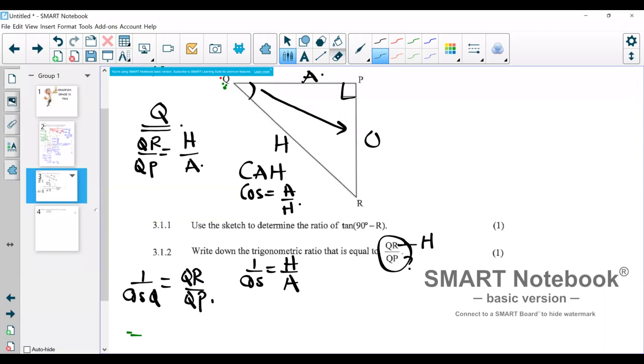And some people went further and said 1 over cos can be written as sec Q. All right. But we said trig ratio, so let's leave it as 1 over cos Q. But you'll still be marked correct here.